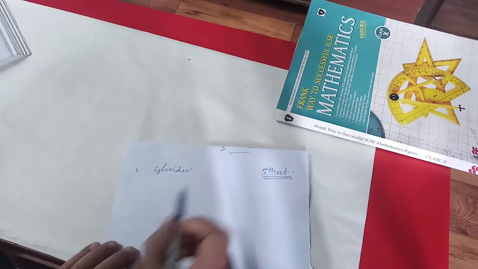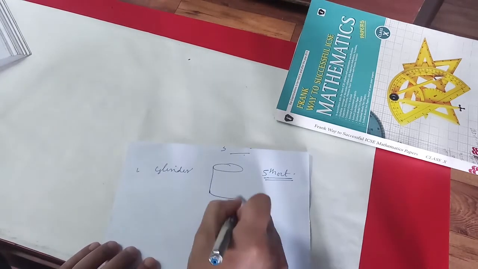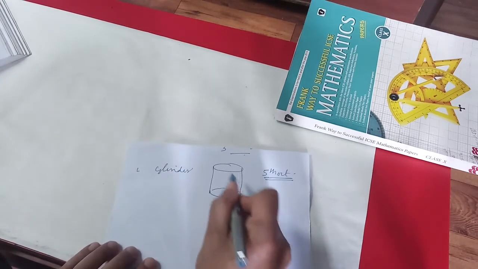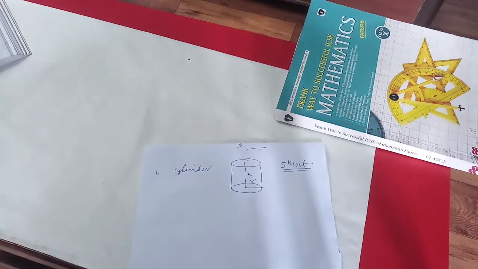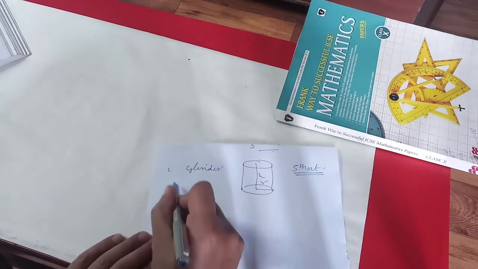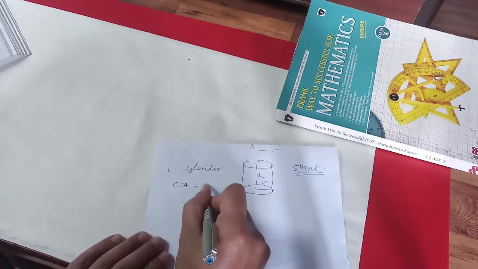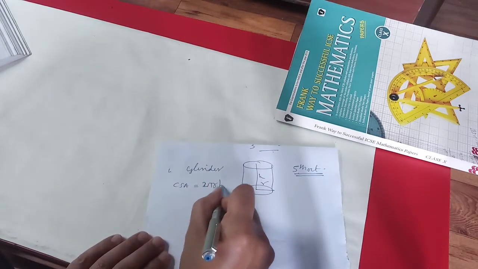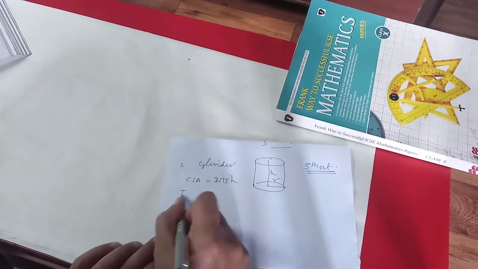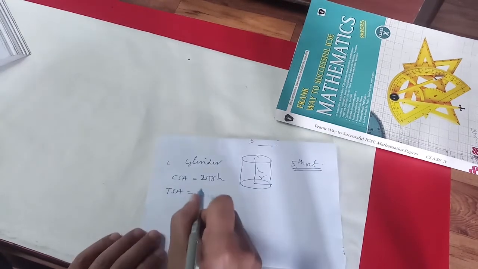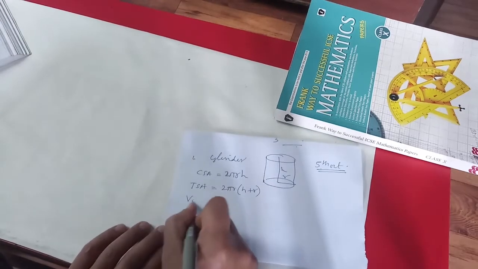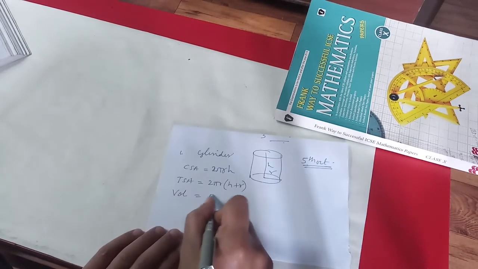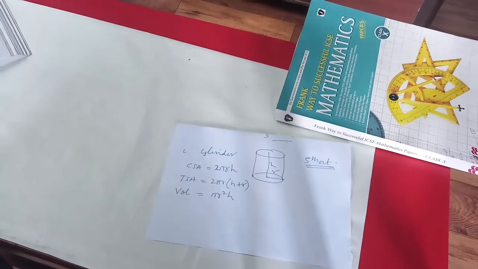The first was the cylinder. In the cylinder, we have two circular bases, and we have a radius and a height. From here we found three formulas. The curved surface area was 2 pi rh. The total surface area of a cylinder was 2 pi r (h plus r). Then the volume was pi r square h. This was your cylinder, the first solid.